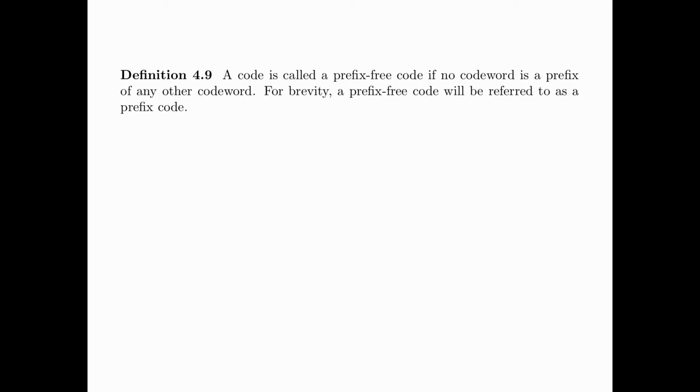In section 4.2, we discuss prefix codes, which is a very important class of uniquely decodable codes. Definition 4.9. A code is called a prefix code if no code word is a prefix of another code word. For brevity, a prefix-free code will be referred to as a prefix code.